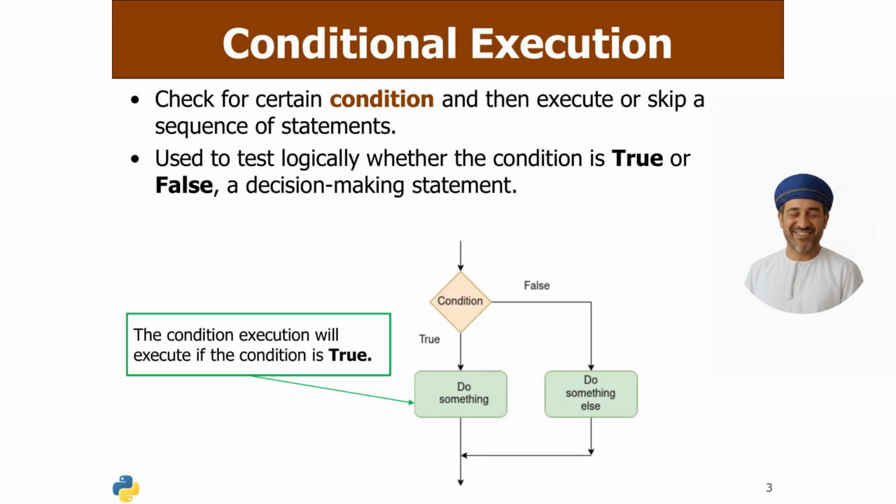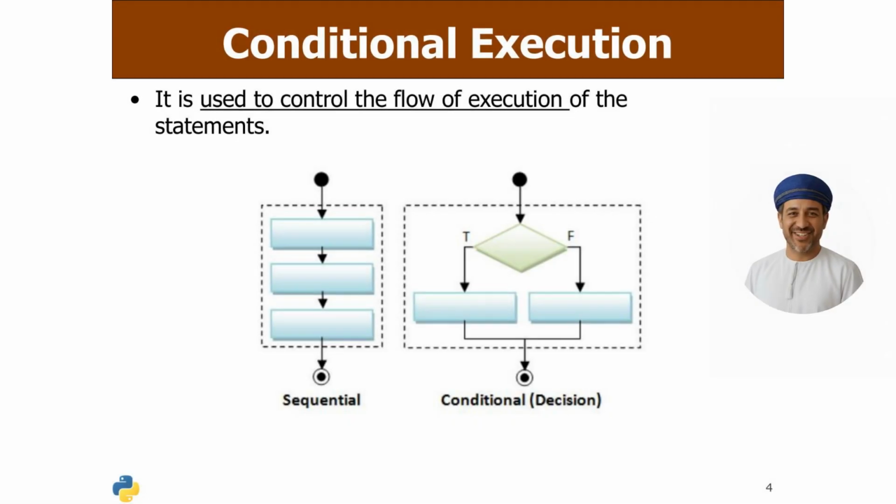Conditional execution involves checking a condition to decide whether to execute or skip a sequence of statements. It tests if a condition is true or false, acting as a decision-making tool. If the condition is true, the execution proceeds. Otherwise, it is skipped. Conditional execution controls the flow of a program by determining which statements to execute based on specific conditions. This mechanism allows for dynamic decision-making, ensuring that only relevant code runs when certain criteria are met. It is fundamental in programming for creating efficient and responsive applications.